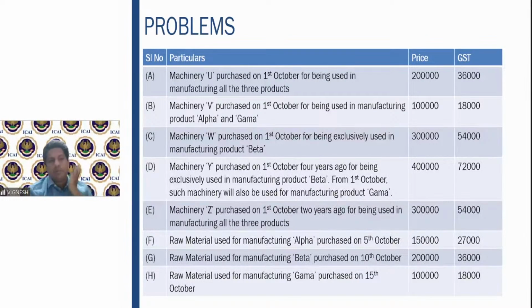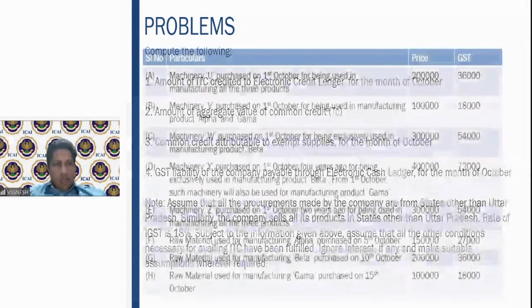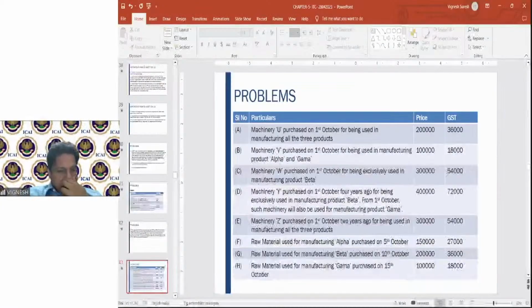So these are the multiple types of machinery and raw material. Machinery, capital goods, raw material inputs are given for manufacturing all of this. We have to calculate, comprehensive problem. Calculate the ITC credited to the credit ledger, aggregate value of common credit attributable to exempt supplies, GST liability of the company through the electronic cash ledger. Okay. Please try to work out the problem. I'll give you 5 minutes. Again, don't worry about it being wrong, correct, or not. Just try whatever comes to your mind, try to do it.